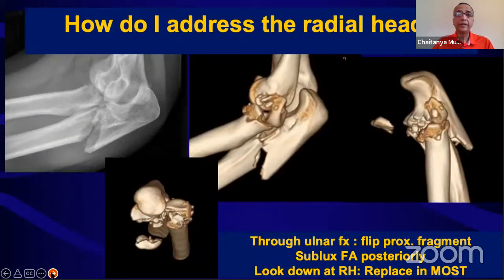Let's look at this young lady. Now, how do you characterize this fracture? This is a complex proximal ulna, but there's also a radial head and a coronoid. So this is what I would have thought of as a transitional lesion between a Monteggia and a terrible triad. When you put the patient in that position, as I showed you, you can literally take the forearm and sublux it towards you, and it allows you to look directly down at the radial head, and replacing the radial head is really very easy.